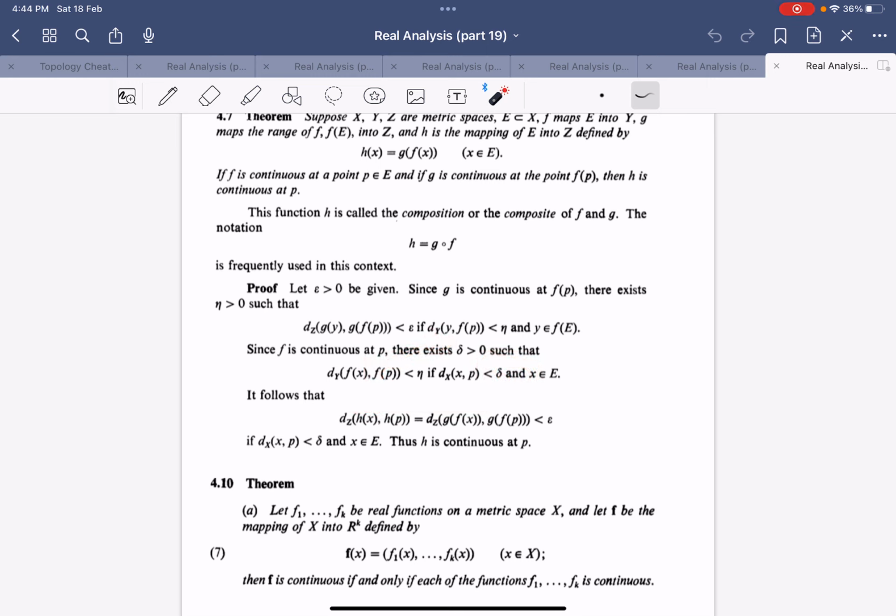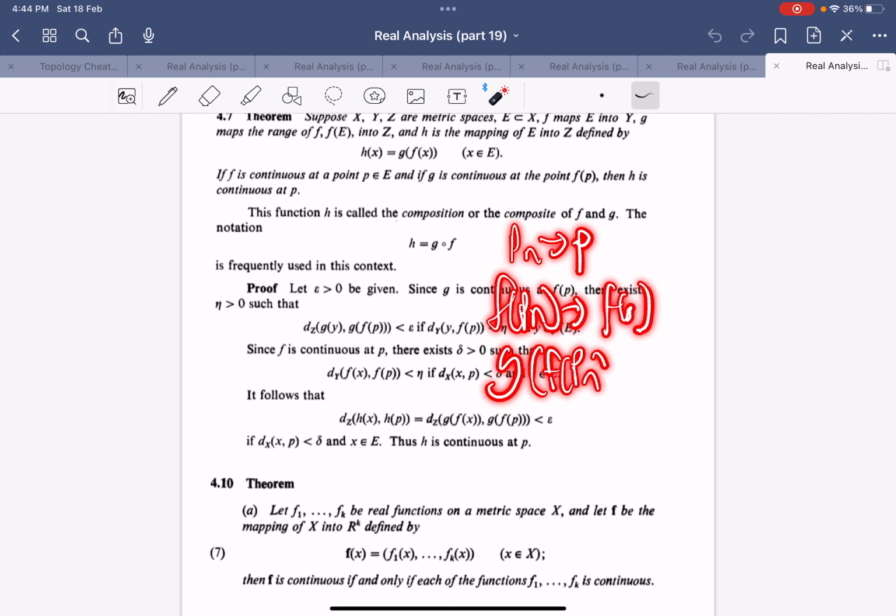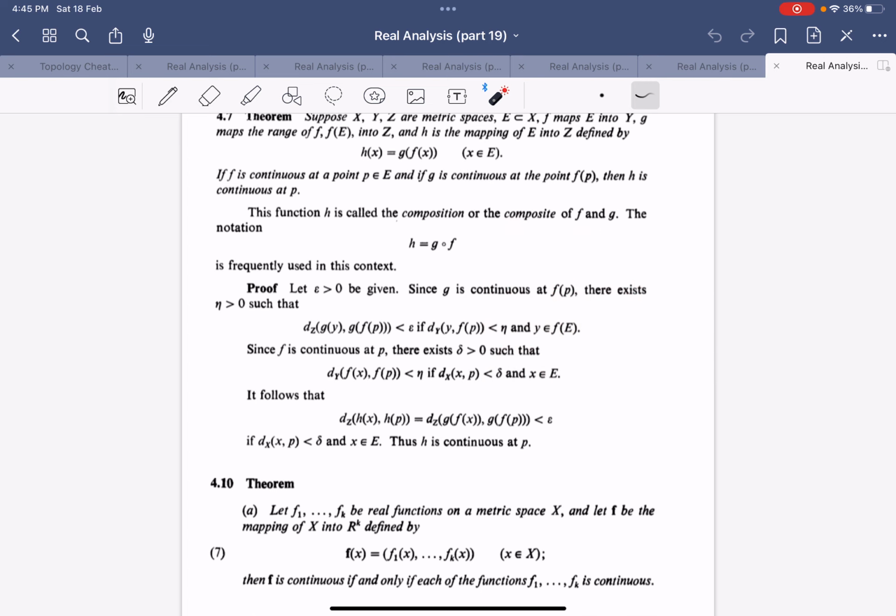Again, you can also reformulate this into sequences. So this is the delta epsilon proof. For sequences, you just find a sequence of Pn's approaching P, then F(Pn) will approach F(P), and this G of F(Pn) will then approach G of F(P), and so we are also done.